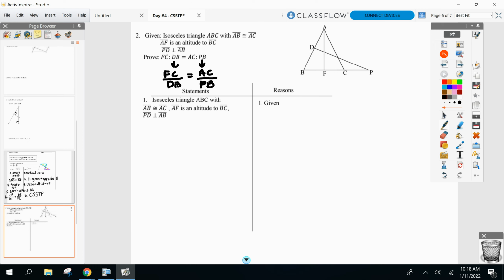All right, I am totally going hands off here. You and your group right now, find the triangles you need to prove similar, because there's a lot of triangles here. Prove them similar, and then show me CSSTP. I'll be walking around taking a look. Find the triangles first that you need to prove similar.